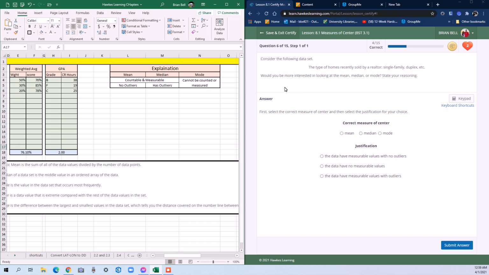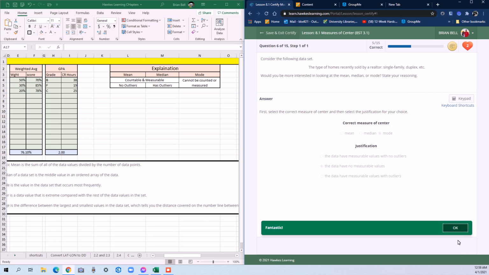So anyway, type of homes recently sold by a realtor, single family, duplex, etc. So we don't really know. We can't actually do that. So we're going to say no measurable values, and submit answer. That's it.